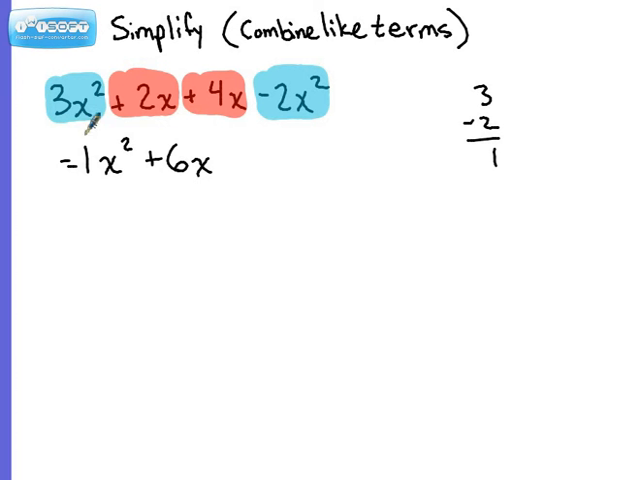Now, we often don't write a coefficient of 1, so the number in front of a variable. We don't write it if it's 1. Often we just leave it blank and just say x squared plus 6x. And that just implies that there is a 1 there. It's just assumed that there's a 1.